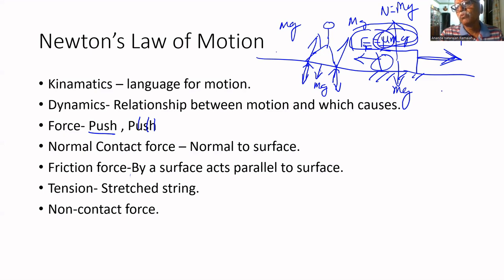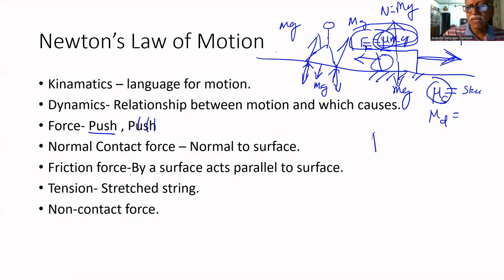This mu has two values: mu static and mu dynamic. Mu static, when the body tends to move, is called the static frictional coefficient. Mu d is dynamic; when the body is moving, its value is different. That is called dynamic mu.